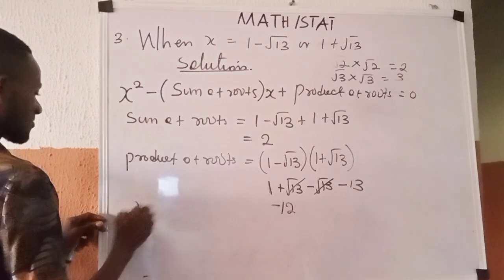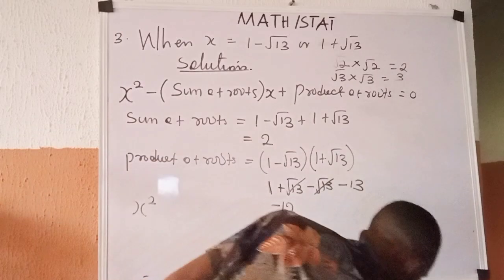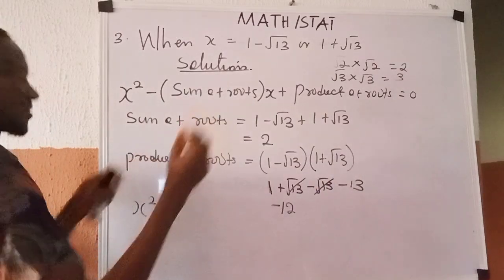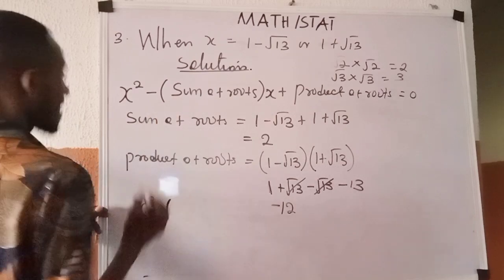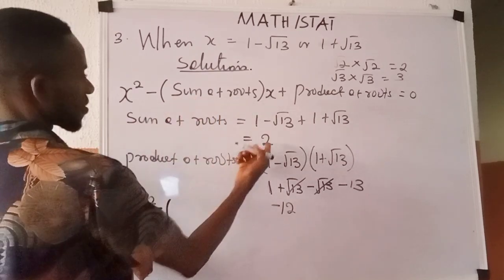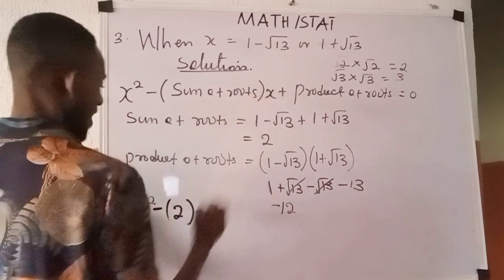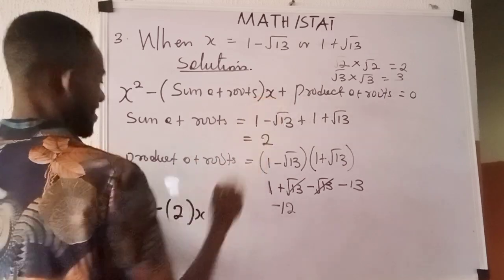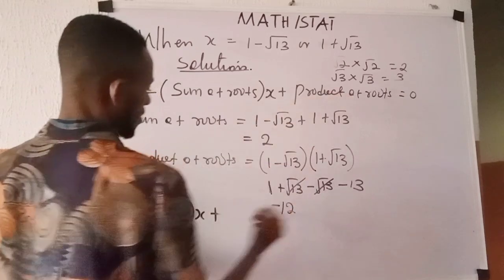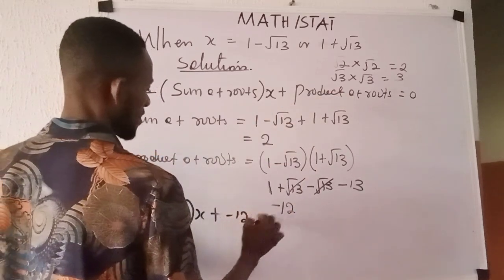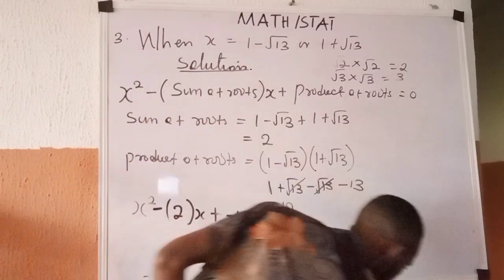And in that case, it becomes x raised to power 2. Then, let me check this marker that is inking. You see the one that is inking well. So I have here minus. Then you open your brackets. Sum of roots is already 2. You put your 2 there. Close up the brackets. Here you have x. Then the sign here is plus. You put plus. So product of the roots is already minus 12. So you have minus 12 equals 0. This marker is not okay by me.